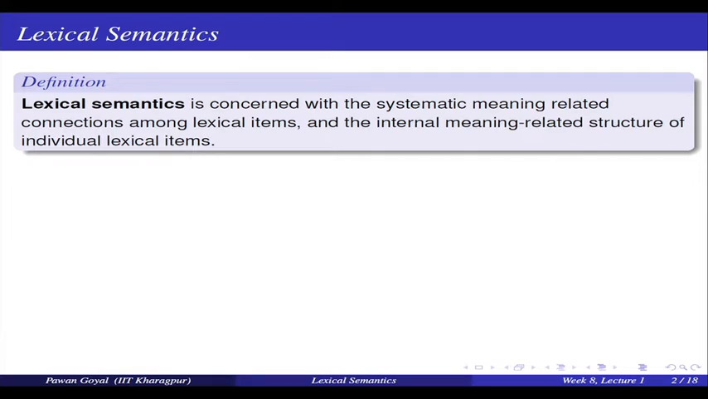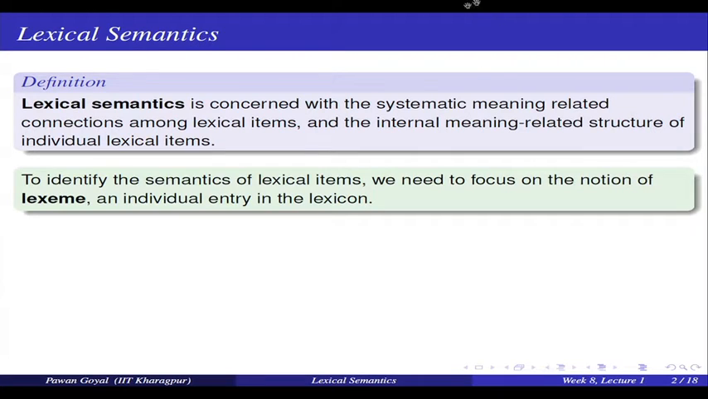So what you are seeing here, we are now focusing our attention on something called a lexical item. So what is a lexical item? There is another term for that, called lexeme. This is nothing but an individual entry in my lexicon. So here I am talking about connections among different lexical items, and what is a single entity, we will call a lexeme, and we will mostly be talking in terms of lexemes.